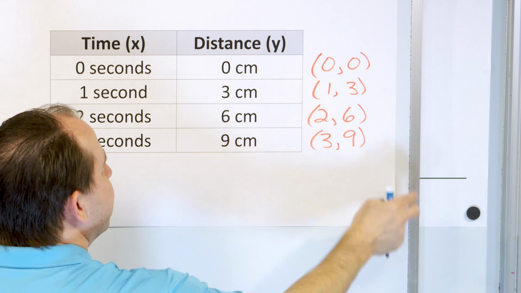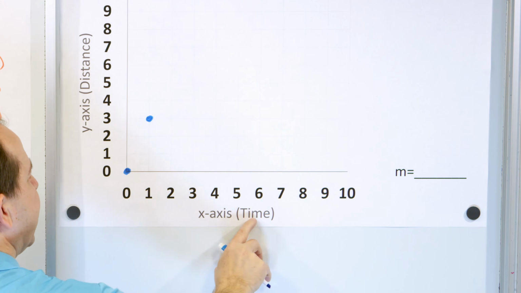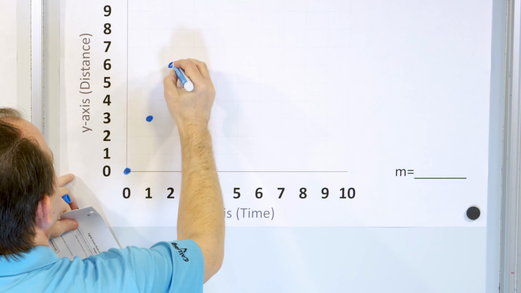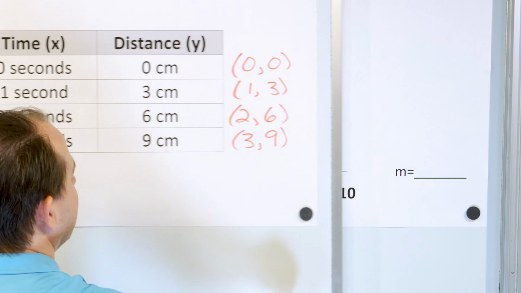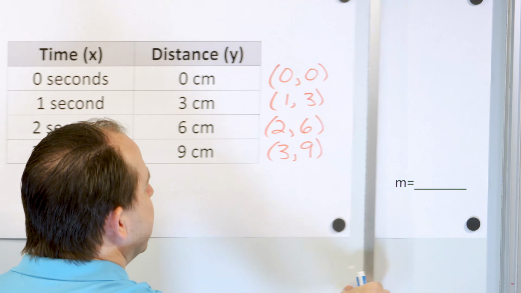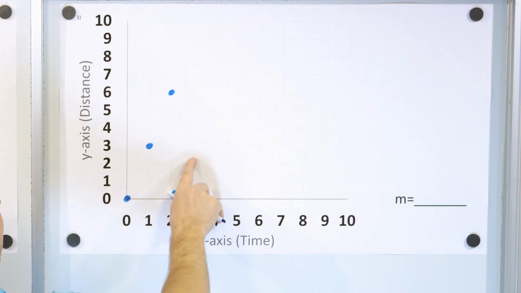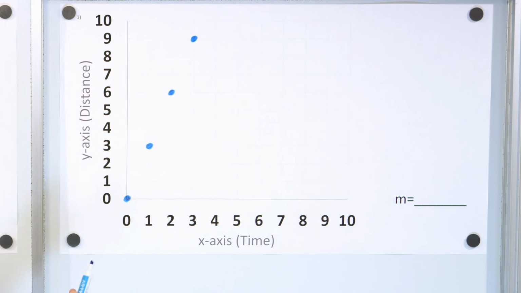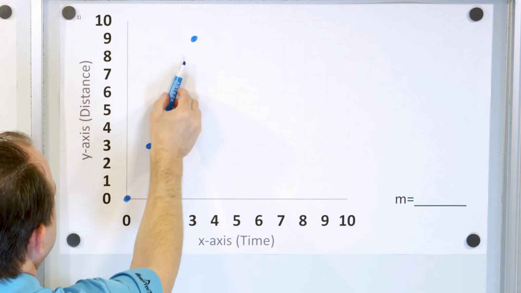And then we're at 2, 6, so 2 for x, which is time, and 6 for y in distance, which is like this. And then finally 3, 9. 3 for time and 9 for distance here. And if you got a straight edge, you could go and see that this does form a straight line.